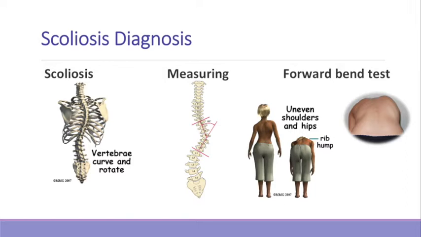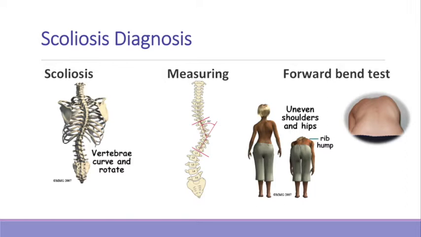The forward bend test. This is one we are all familiar with from school. This is a method that screens for scoliosis. Any suspicion, and the child should be referred to an orthopedist for x-rays. The process goes like this.